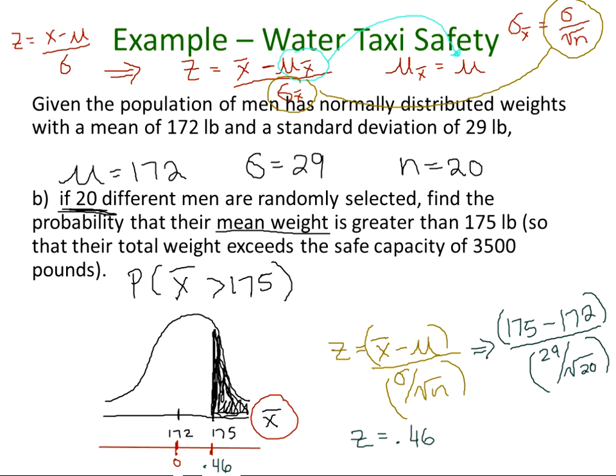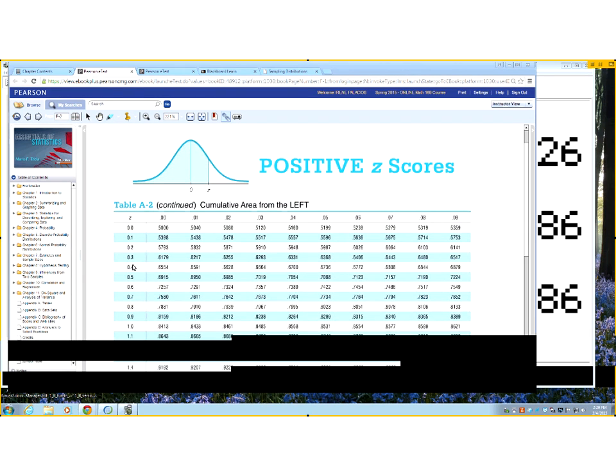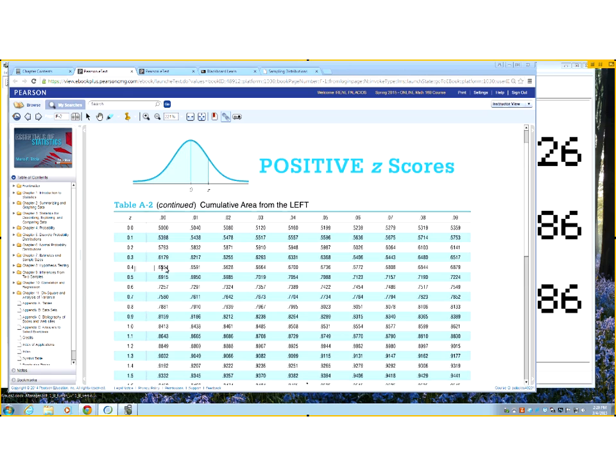So when you have your z-score, you can just go to your table and look up 0.46. Of course, that's going to give you the area to the left, right? So here's 0.4, then 0.40, 0.41, 0.42, 0.43, 0.44, 0.45, 0.46. If you look that up, do you all agree that 0.6772 is the area to the left?